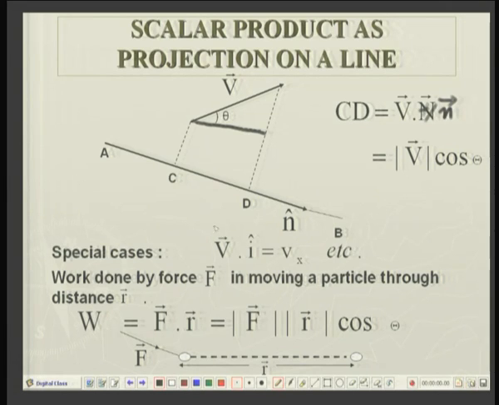Similarly, if I take the projection of v on the y axis, that will be v dotted with j. So this will give me vy, and similarly vz.